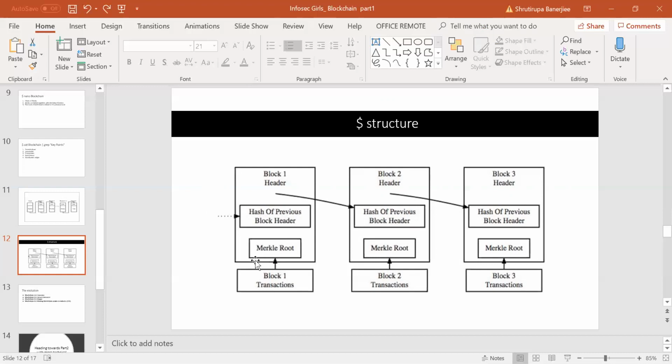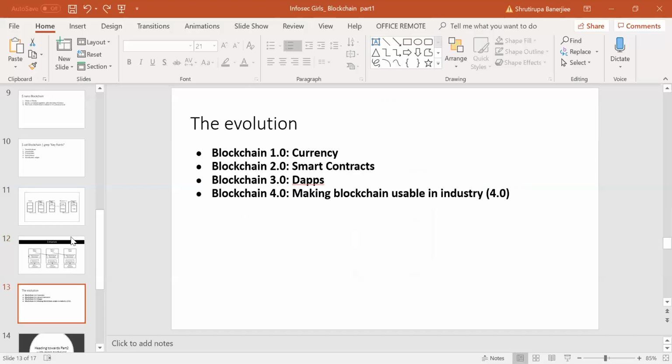So let's start. Let's go with the next slide. So evolution, this is the very important part that we need to know, and this is what we'll be talking about in our upcoming videos as well. Technically speaking, if you need to know about blockchain, you need to know about all these things. You need to know how a blockchain works, and on the basis of that you'll be able to understand how to make use of blockchain over here.